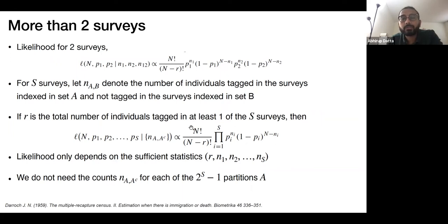The advantage of this form is that you don't need the individual inclusion counts or partition counts, n_AB. All you need are the sufficient statistics, which are R, the total number of individuals tagged in at least one of the surveys, and then the marginal counts for each of the surveys, which are N1 up to NS. As I said, we do not need the counts for the finest partitions based on the inclusion history, because there will be 2 to the power S minus 1 such partitions. So these are not required.